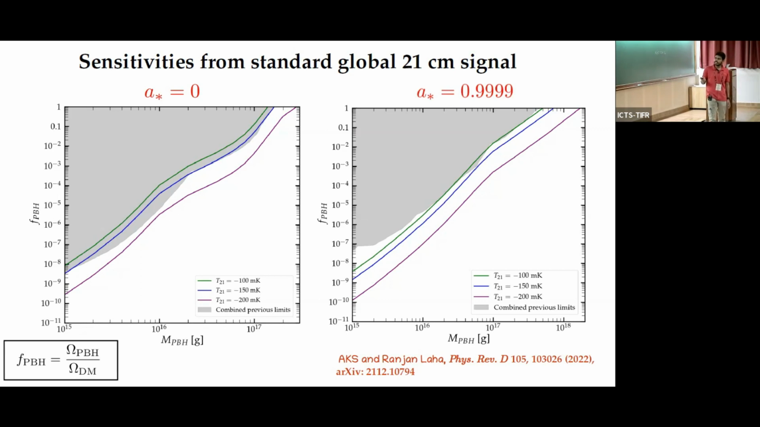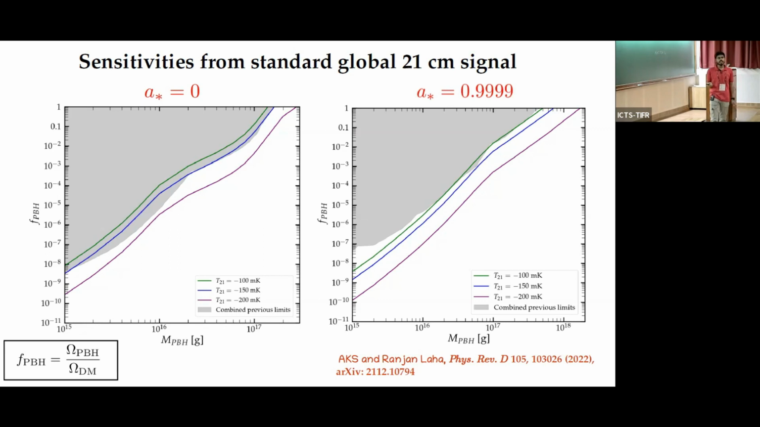Now, the gray shaded region that you can see here, these are the combined limits that are put on by various astrophysical and cosmological observables. Now, I don't have time to go through all of them, but if you're interested, we can talk more about it. Now, here what we've done is that we have taken 3 different values of this global signal at redshift 17. So for example, let's look at this purple line. What this says is that if at redshift 17, I measure my global signal to be minus 200 mK, then this purple line is my limit on primordial black hole dark matter. So anything above this purple line is ruled out.